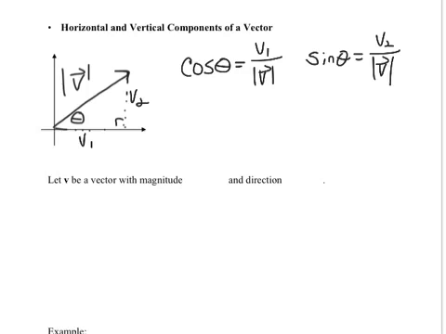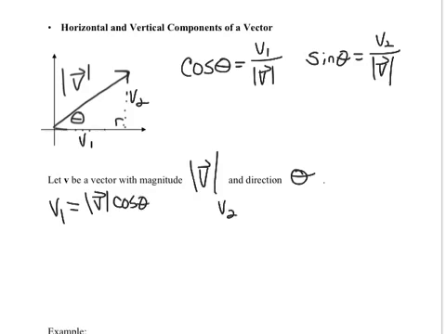So if you cross multiply, you can end up with a representation for v1 and v2. So let v be a vector with the magnitude of v and a direction theta. Then, in component form, my v1 component is going to be the magnitude times the cosine of theta, and v2 is going to be the magnitude times the sine of theta.